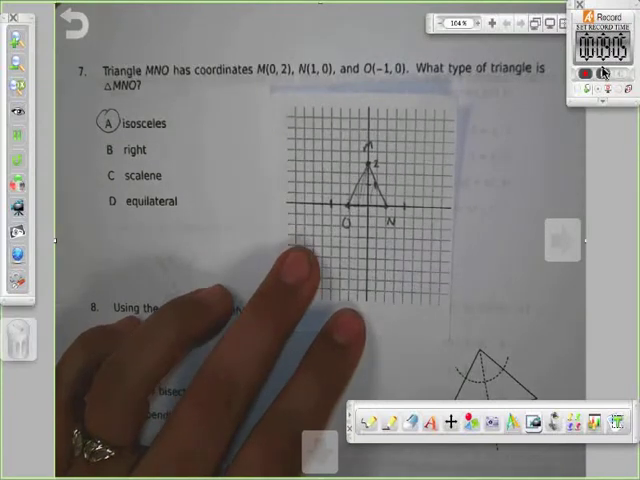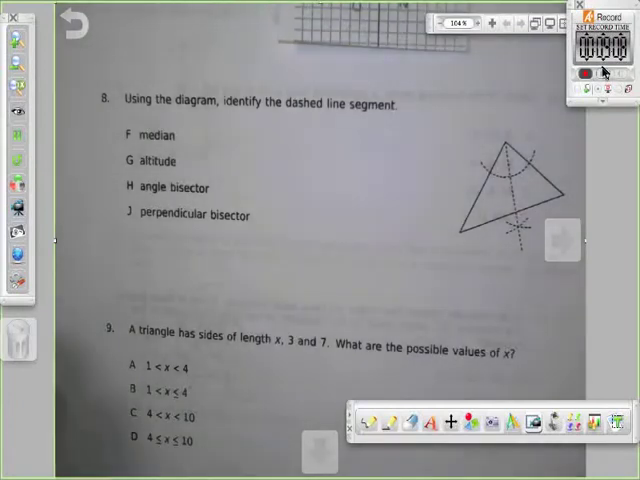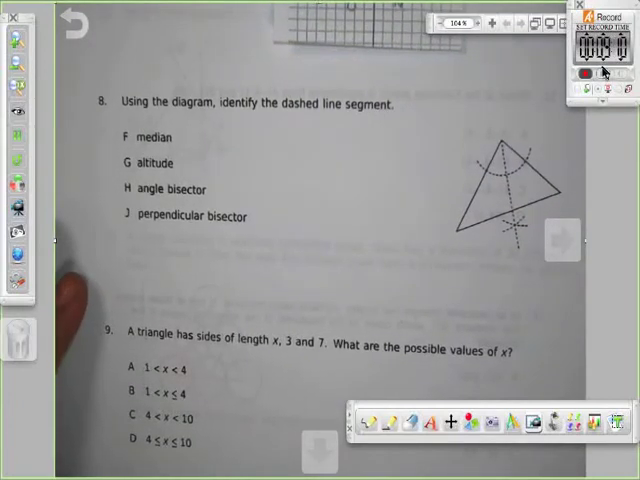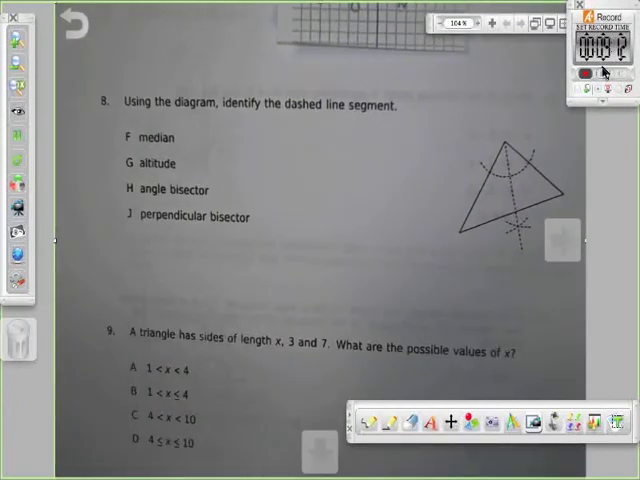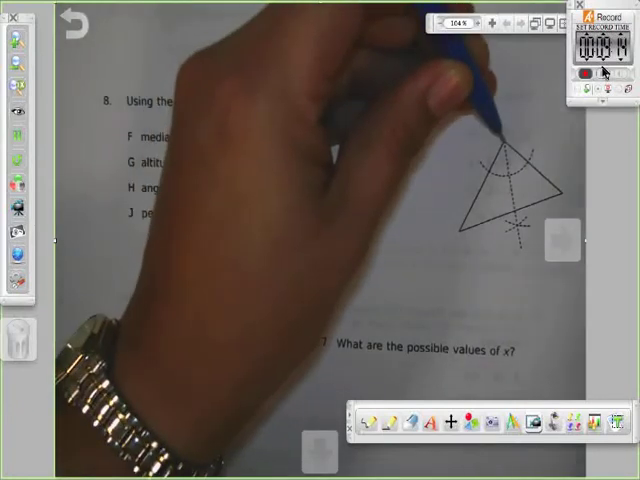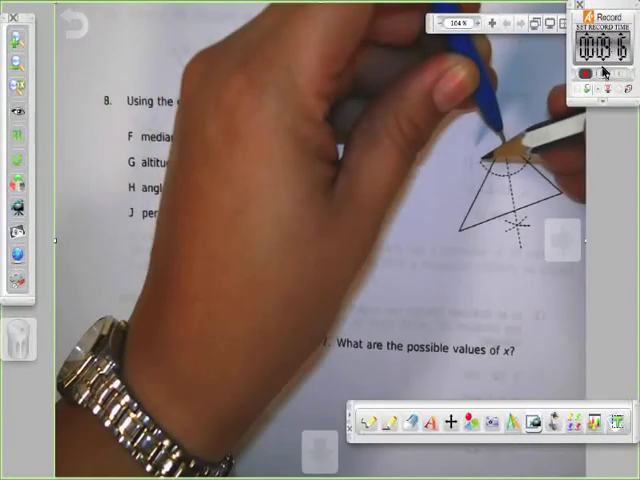If it was scalene, all three of those sides would be different. And if it was equilateral, all three of those sides would have been equal. On number 8, it says, using the diagram, identify the dashed line segment.